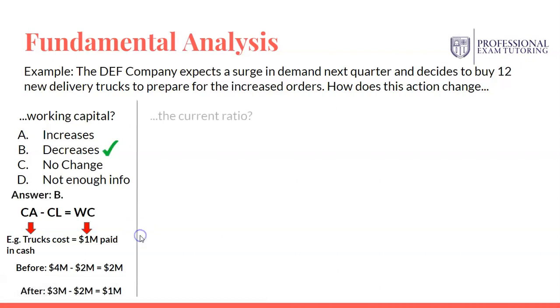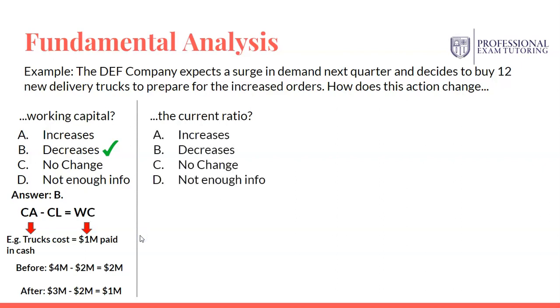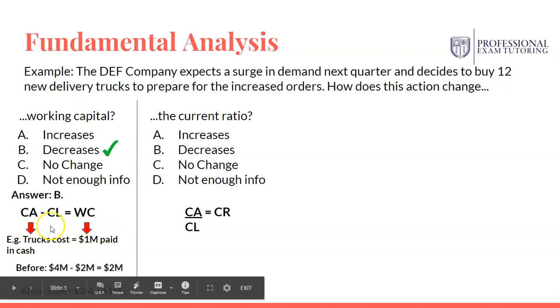Okay, for the next one, how does this action change the current ratio? Well, the current ratio is very easy to remember because it is the current assets divided by the current liabilities. So when we're doing the current ratio, we are going to use very similar components to the working capital formula, as you can see here, but now it's a ratio. It's not an addition subtraction type of question.